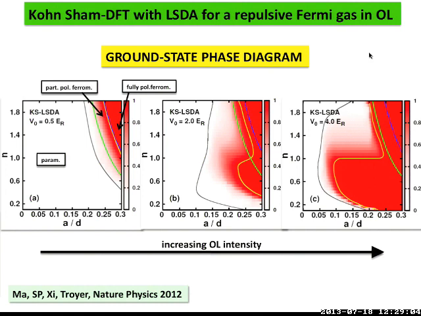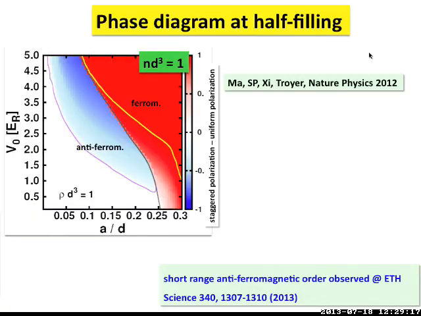So it seems that adding an optical lattice strongly favors the ferromagnetic transition. This is a much weaker interaction strength than what you need here, so it might be reached in the experiments. We also performed some simulation at half filling. Here you see a phase diagram as a function of interaction strength and intensity of the optical lattice, and DFT predicts indeed that there should be an anti-ferromagnetic phase here.